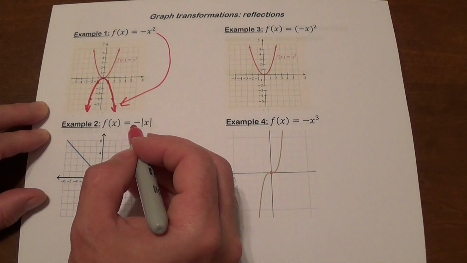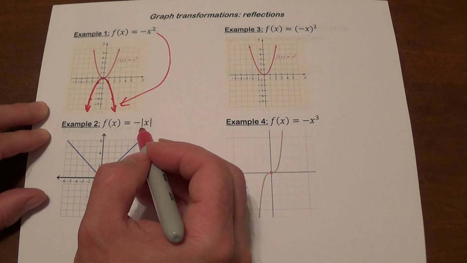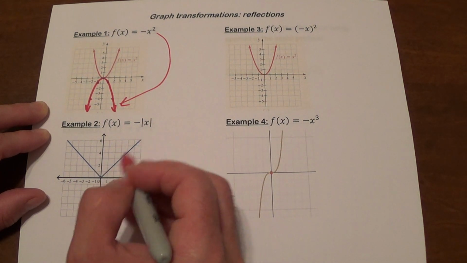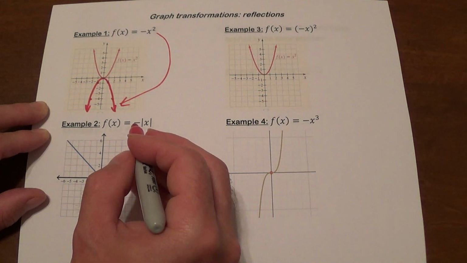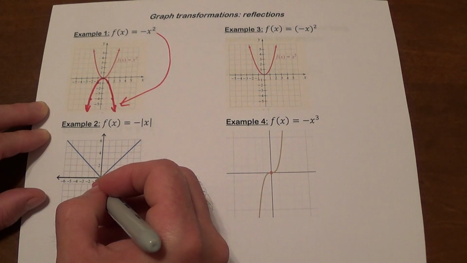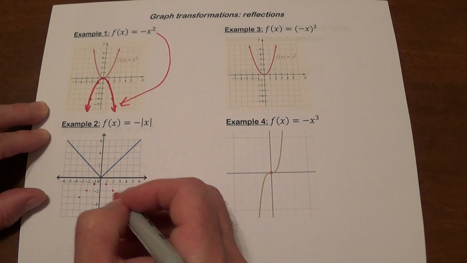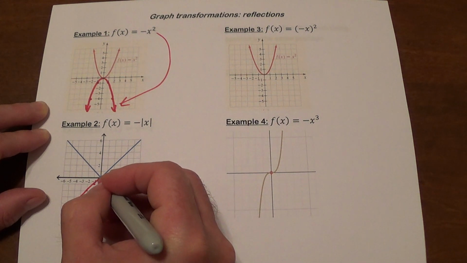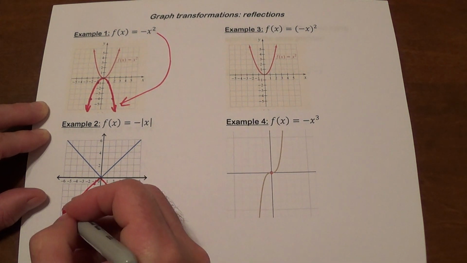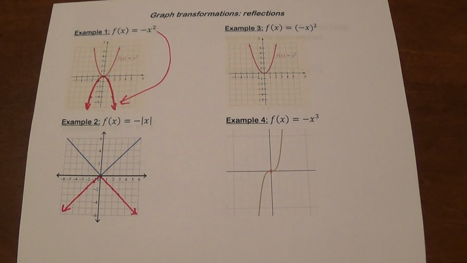Now we're negating, so it's negative absolute value of x, for example 2. The parent function is going to be absolute value of x. That's what this is. You're negating that, so it's going to flip it over the x-axis as well. And that's the graph.